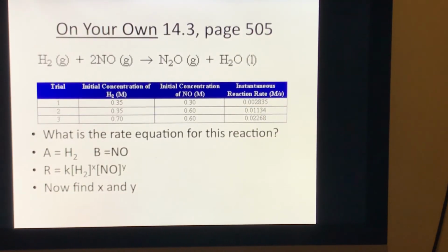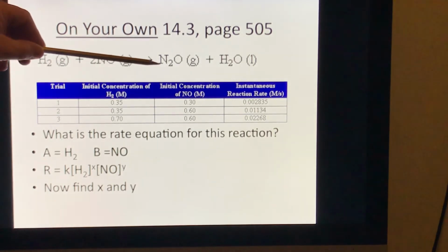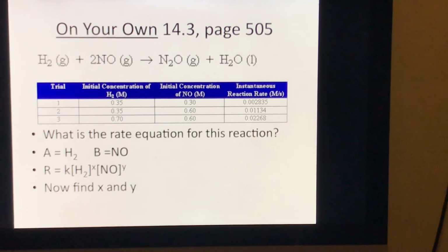Okay, now let's look at on your own 14.3 on page 505. Here we have this reaction, hydrogen gas plus nitrogen monoxide equals N2O plus H2O. And this is the data we're working with, these various trials. We'd like to know what is the rate equation for this reaction. So in this case, our A is going to be the hydrogen gas, and the B is going to be the nitrogen monoxide. So we can fill those right in here in the rate equation. Now our next step is to find our X and our Y.